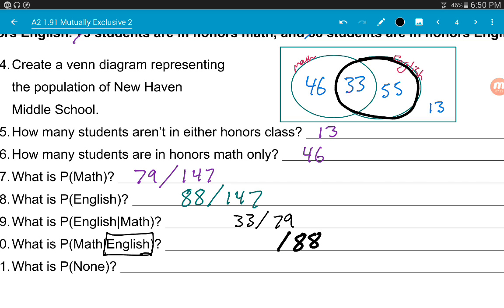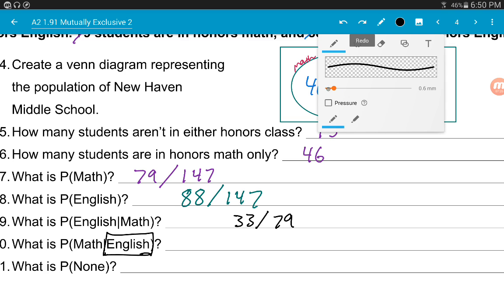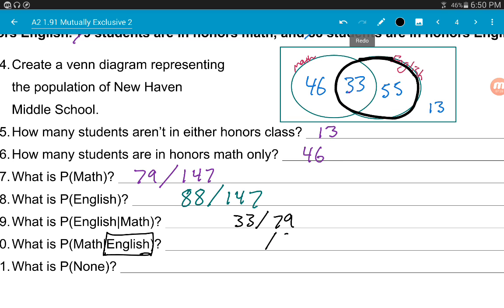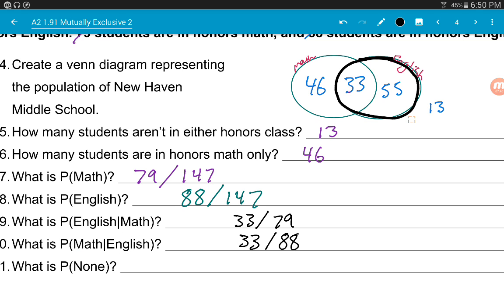There are 88. Once again, my pen is too big. Okay. So there are 88 total for English. And how many of them take math? Well, 33 do. So the given always defines your denominator, and then the intersection tends to be what's on the top. Okay? Finishes out, the probability of none is going to be 13.